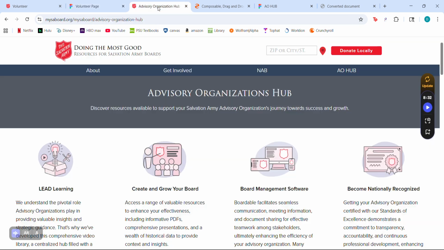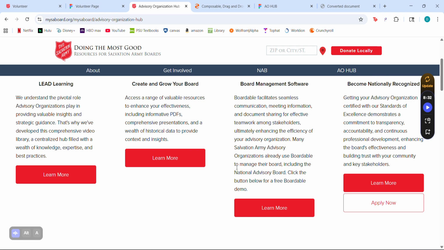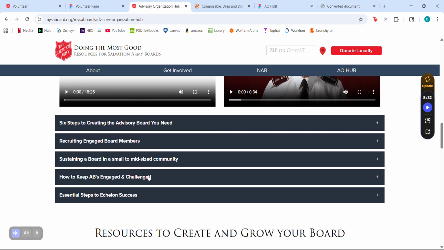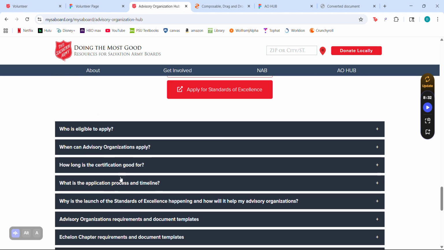The second page I redesigned was the Advisory Organization Hub, or AO Hub. Again, I made an audit of this page, and some of the things that I saw were sections not being uniform throughout the page. There were many accordions that either had a lot of information and some that had very little information.